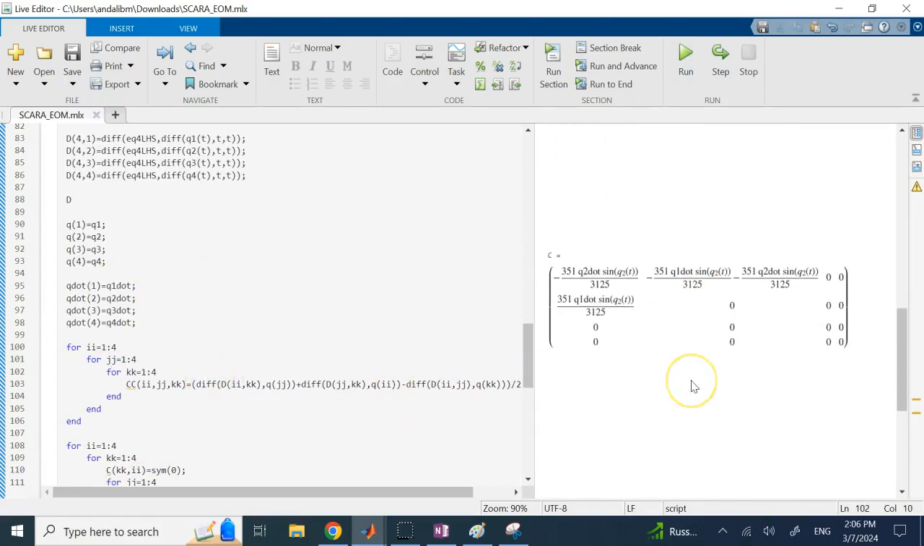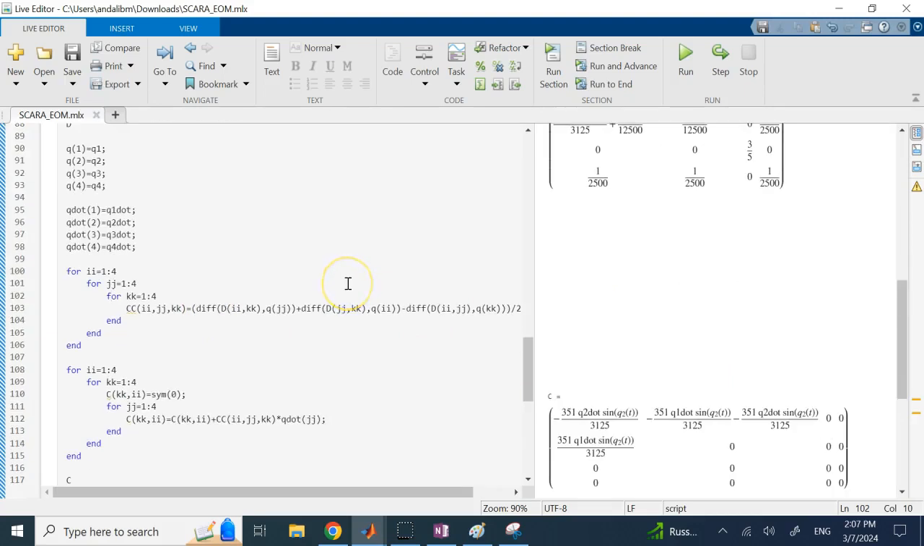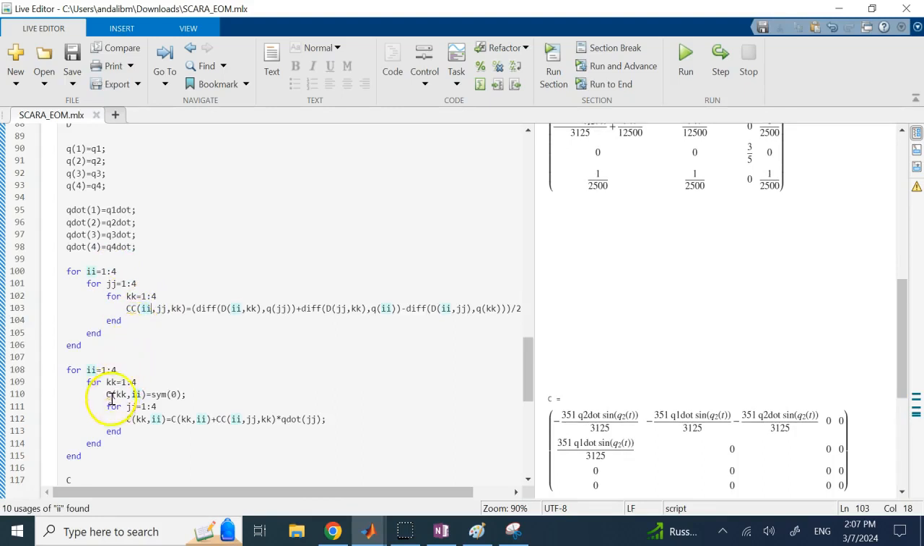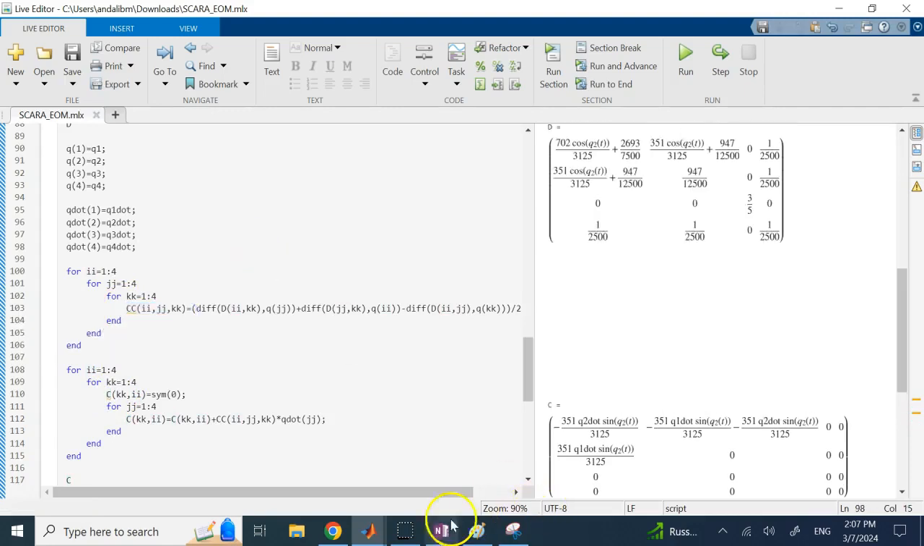I can get my Christoffel symbol matrix C, which has the centripetal and Coriolis terms. Because you're going to get 4 times 4 times 4, you're going to get 64 C's. So you have to multiply those C's by the corresponding q dots to combine them into the C matrix. So just finding all of the 64 C's does not mean you found the C matrix.